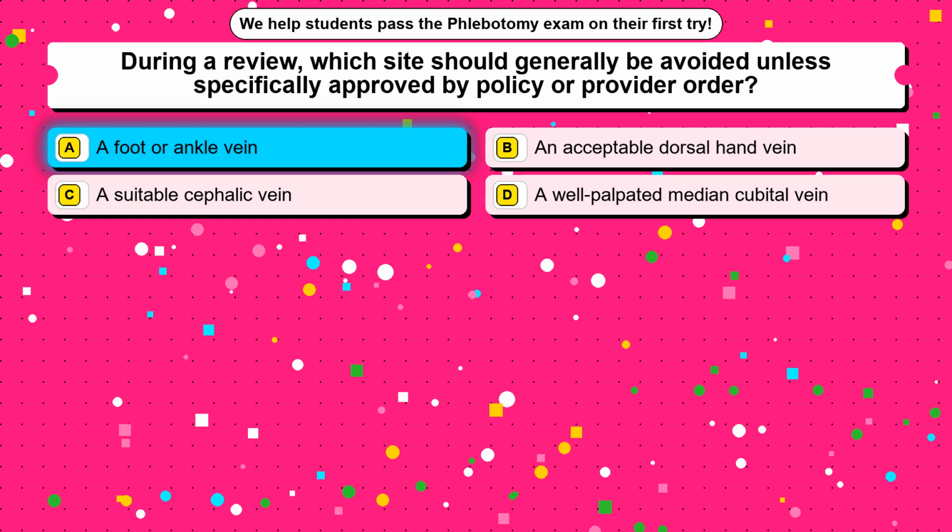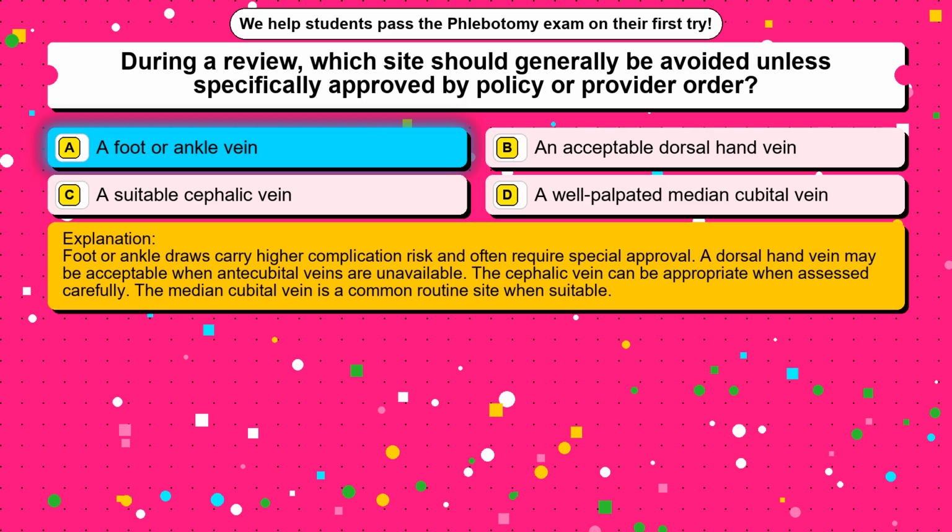The correct answer is option A. A foot or ankle vein. Foot or ankle draws carry higher complication risk and often require special approval. A dorsal hand vein may be acceptable when antecubital veins are unavailable. The cephalic vein can be appropriate when assessed carefully. The median cubital vein is a common routine site when suitable.